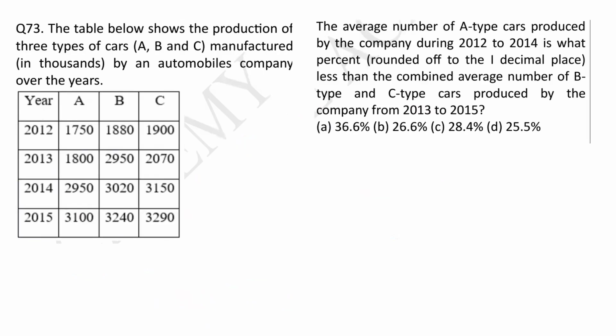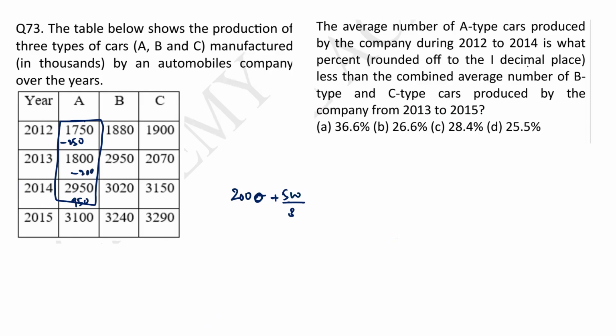The table shows the production of 3 types of cars and so on. The average number of A-type cars produced by the company during 2012 to 2014. Okay, A-type, 2012 to 2014. So you can take this particular one. All you have to do is, okay, just round it up to close to 2000 now. So take it 2000. It is minus 250. It is minus 200. It is 950. So you can cancel this 400. So 500 by 3. Okay. This is the average. Or else you can take total also, no problem.